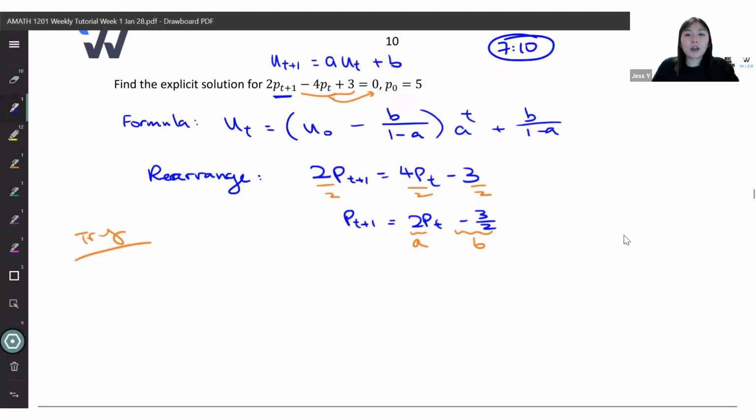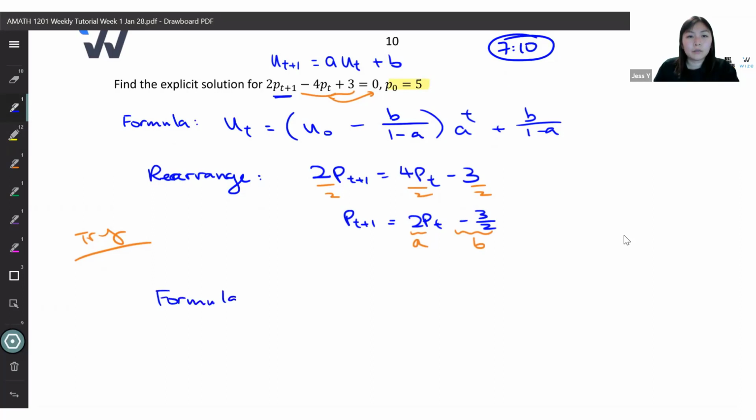Okay, so we have our A and our B and our P sub 0. So let's put it in the formula. Formula, that's our best friend. So P sub T, I'm just changing my U's into P's, equals the initial term, U sub 0, that is 5, minus B, be careful here, B is negative, okay? Divided by 1 minus A.